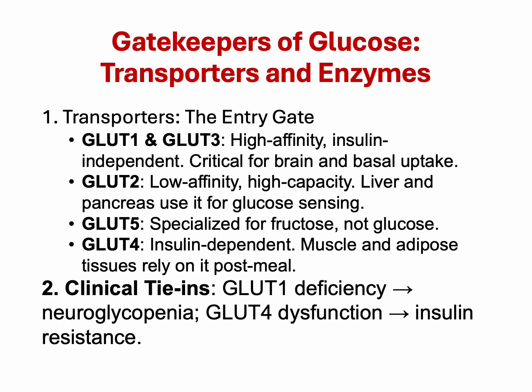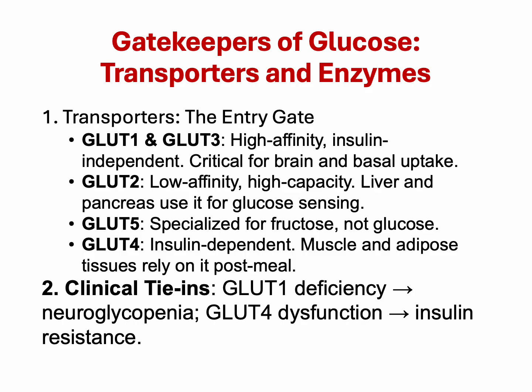In contrast, GLUT4 is insulin dependent and primarily found in muscles and adipose tissue, where it facilitates glucose uptake after meals to support energy storage and use. Together, they coordinate glucose regulation based on the body's metabolic state.